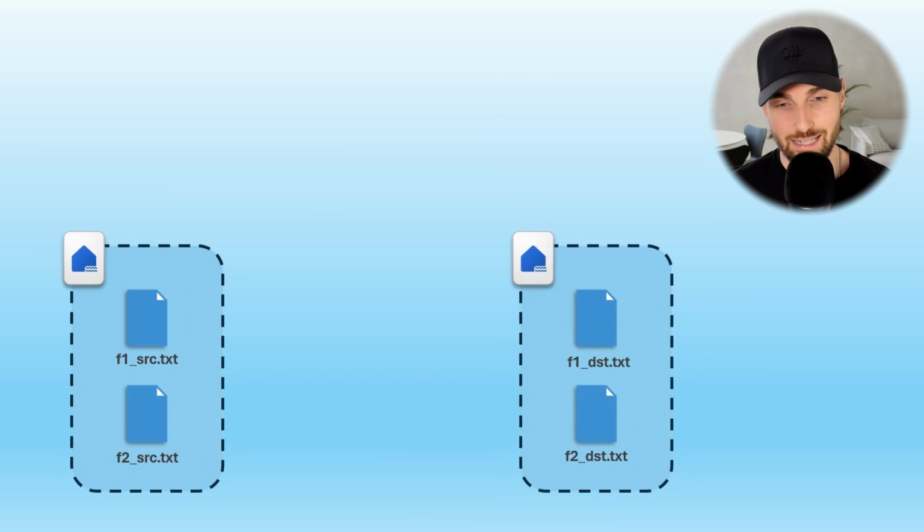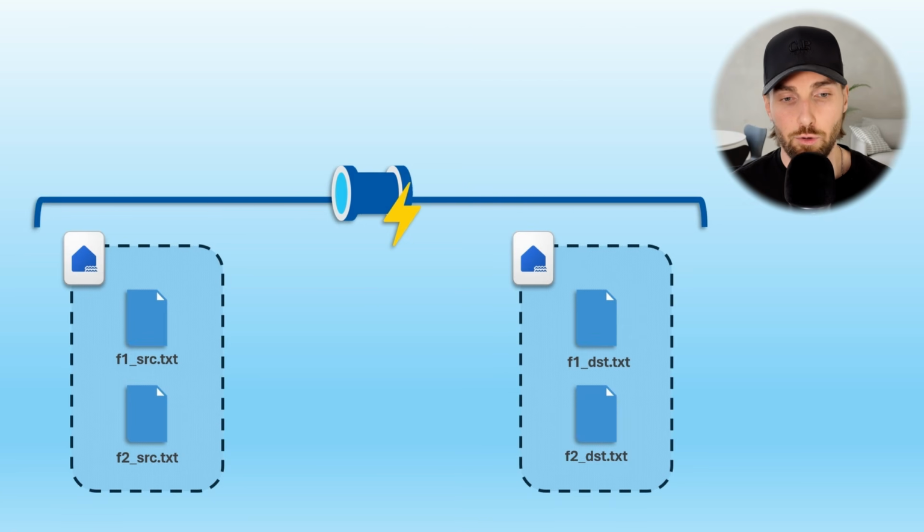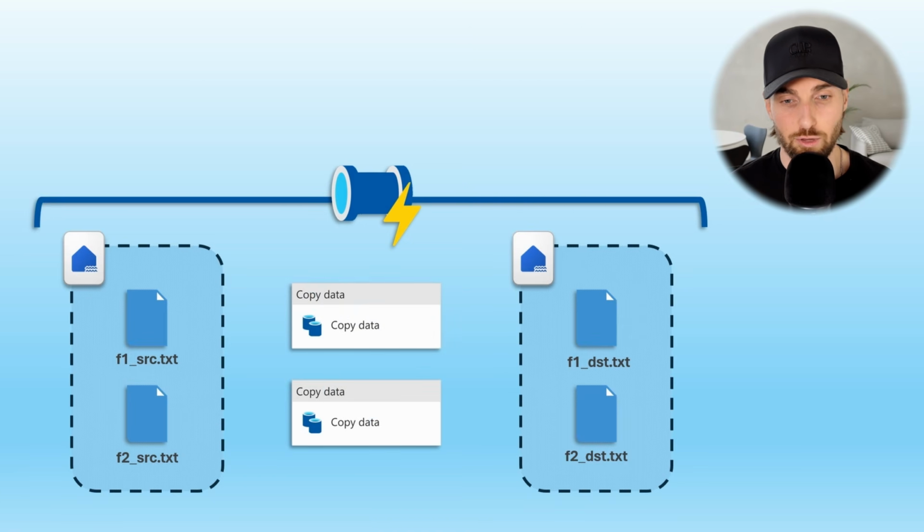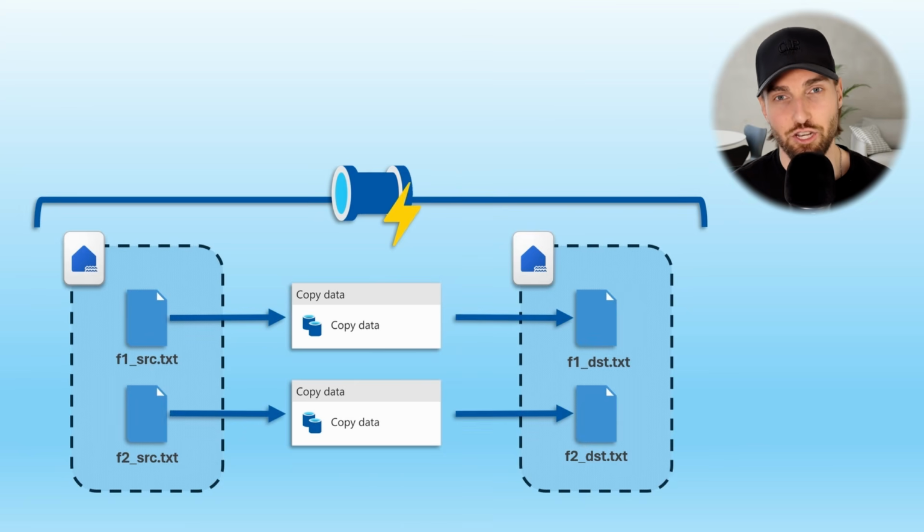How could we get this done? Of course, there are multiple ways to achieve this goal in Fabric, but one simple way would be to use Fabric pipelines. We would create a Fabric pipeline and add 2 copy activities to that pipeline and then copy those files from our source lakehouse to our destination lakehouse.